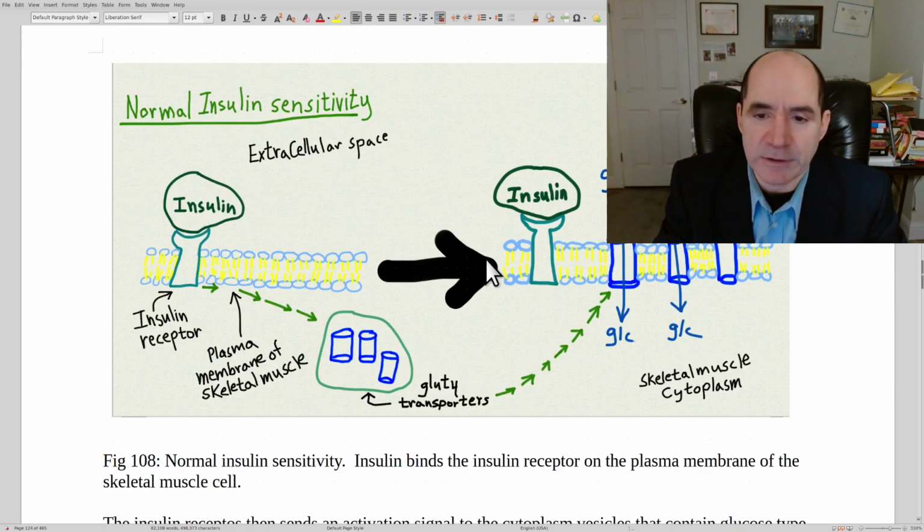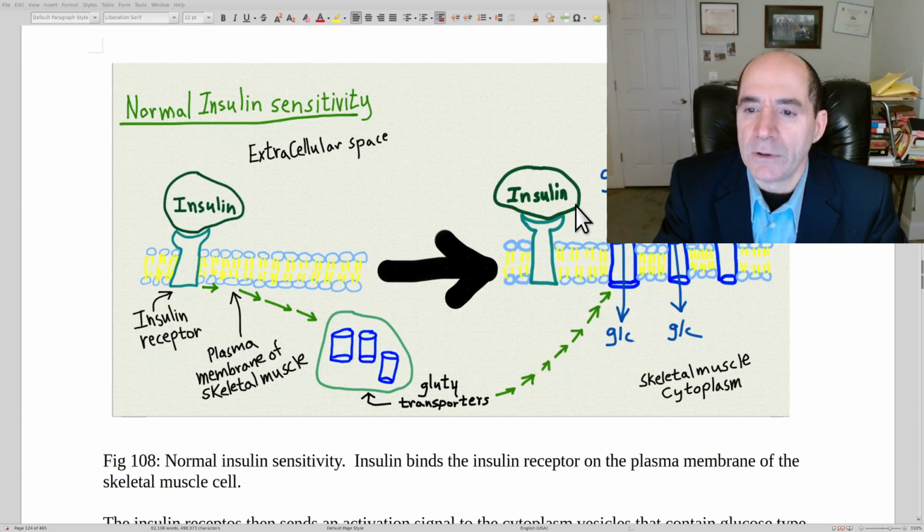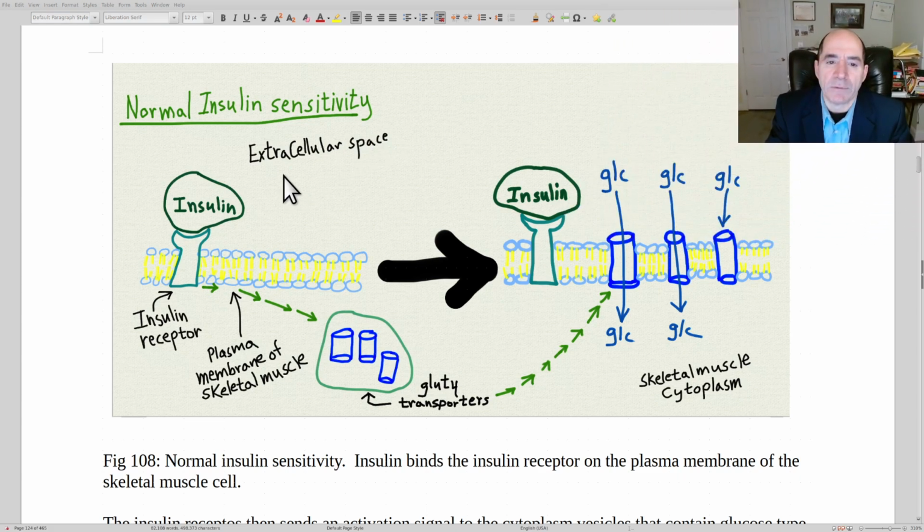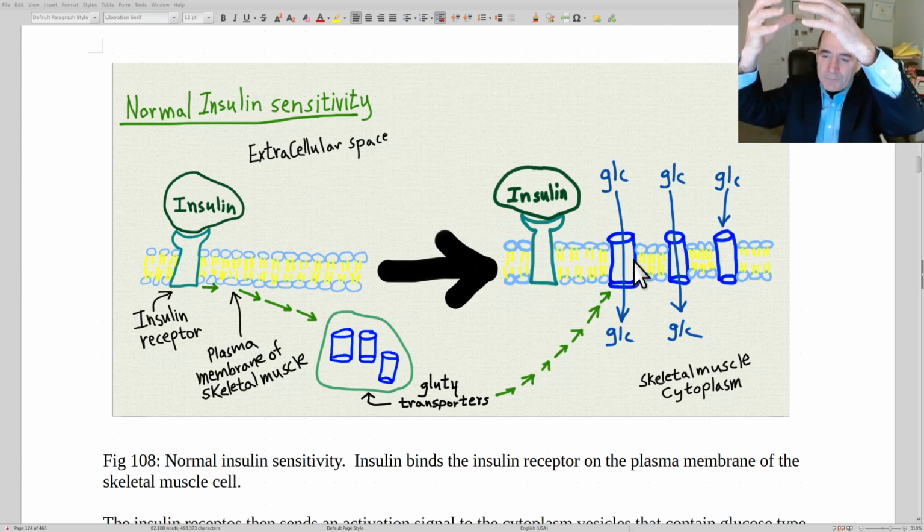So again, here's what insulin resistance is all about. After you eat a meal, there's a lot of glucose in the blood, and insulin is released by the pancreas beta cells. It travels to the skeletal muscle cells and binds the insulin receptor. This is the plasma membrane, meaning the outer membrane of your skeletal muscle cells. Then the insulin receptor sends a signal to vesicles that have glucose type 4 transporters in them. That ends up being useful to know, glucose type 4 transporters. The vesicle travels to the plasma membrane and merges with it, and these glucose type 4 transporters form a channel through which the glucose can come into the cell.